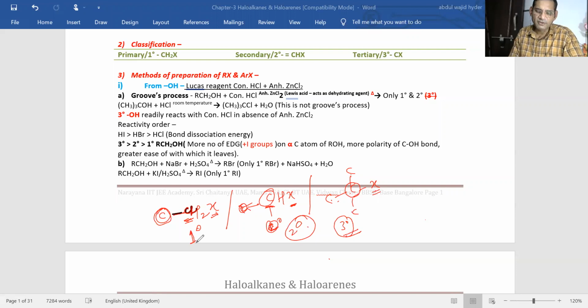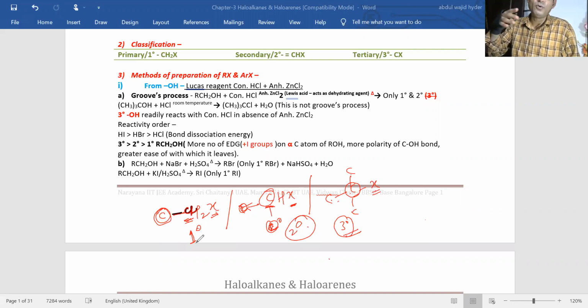1-degree haloalkane means carbon containing functional group halogen is further attached with one more carbon. 2-degree haloalkane means that carbon which is attached with halogen will be further attached with two more carbon atoms. 3-degree carbon atom means the carbon which is attached with functional group will be attached with three more carbon atoms. And quaternary carbon atom, quaternary compound means the carbon will be attached with four more carbon atoms.